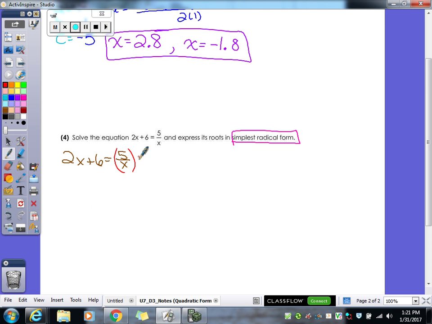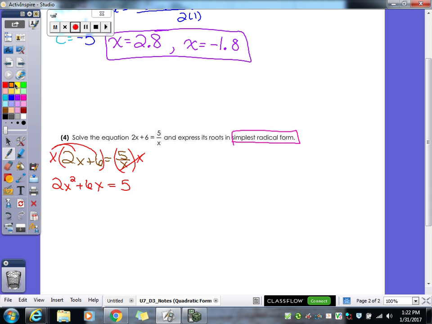We got to multiply it times x. Just times x. Because when you do that, remember, this is 5 divided by x. So the opposite of division is to multiply. So I would have just a 5 over there on my right side of the equal sign. So then on the other side, we have to distribute our x. So x times 2x gives us a 2x squared. X times 6 would give us a 6x.